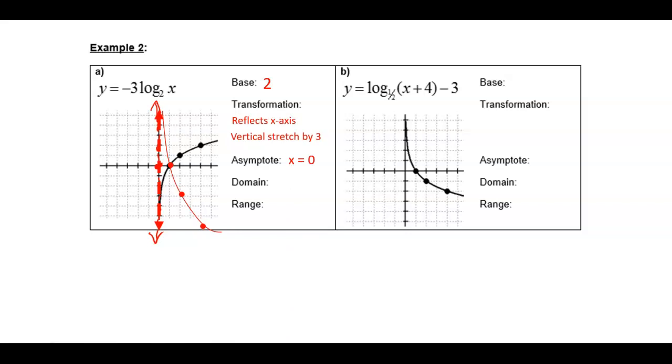Okay? Now, go ahead and plot those points. They're multiplied by 3, they're stretched out, and they're flipped over, okay? So you have a point right here at (1, 0). You have another point at (2, -3), and another point at (4, -6).